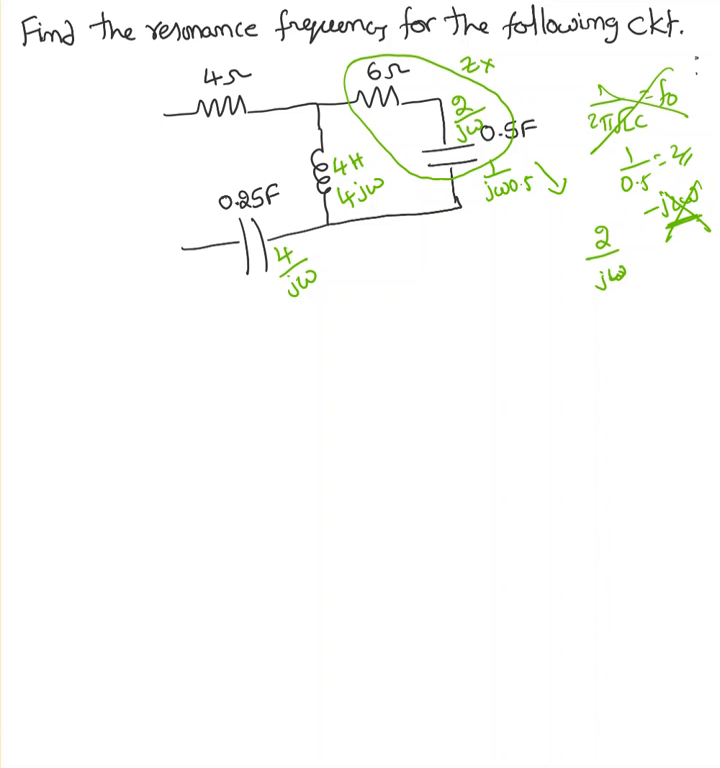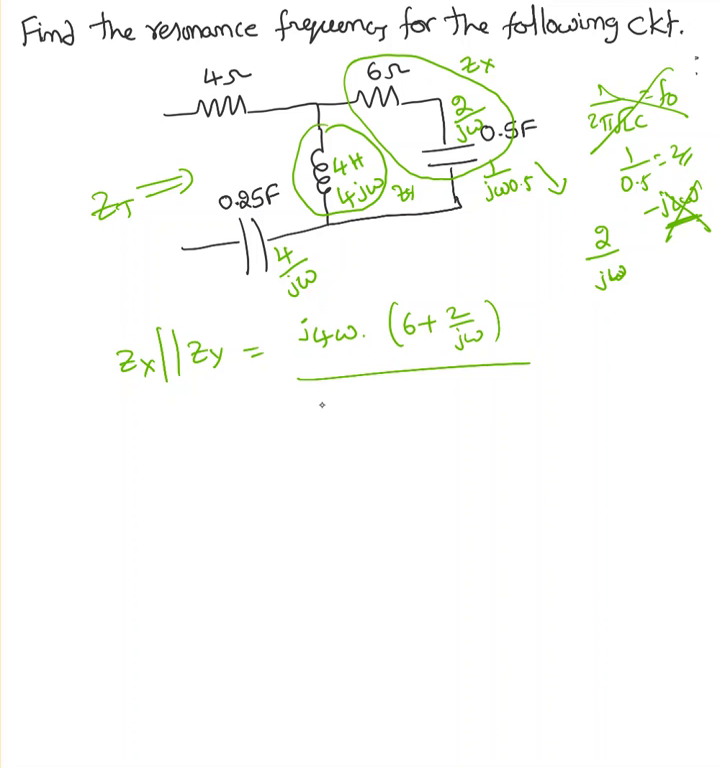So let me label this as Zx, and this as Zy. Zx is parallel with Zy. What is our goal? Our goal is to find Z total. Once you have Z total, find the imaginary part and make it equal to 0. So Zx and Zy are in parallel: j4 omega times (6 plus 2 over j omega), over j4 omega plus 6 plus 2 over j omega.